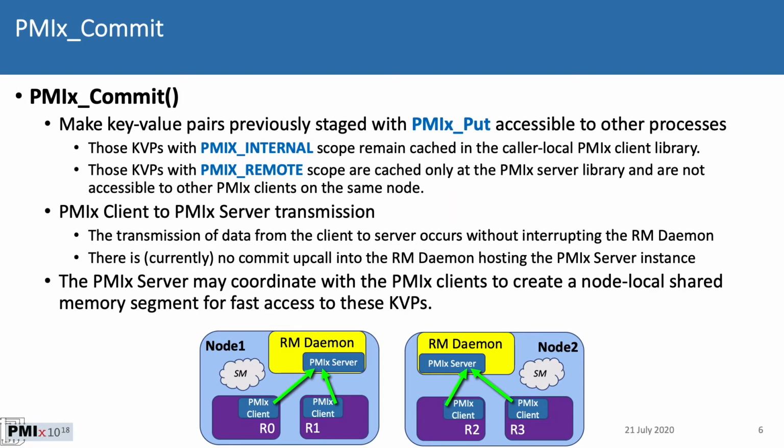PMIx commit makes all of the previously staged key value pairs accessible to other processes. So as soon as the commit operation is finished, other processes can issue gets and access that data on demand.